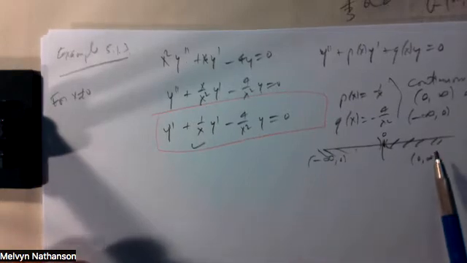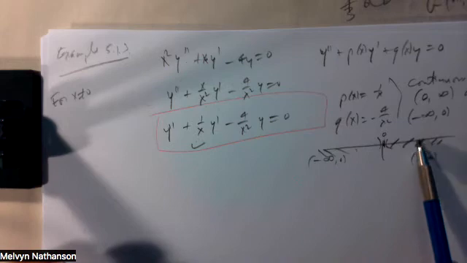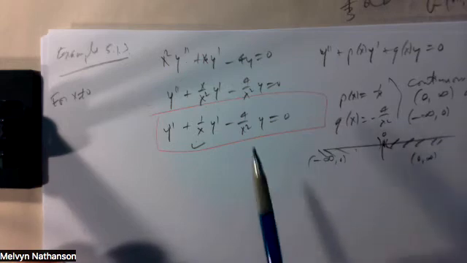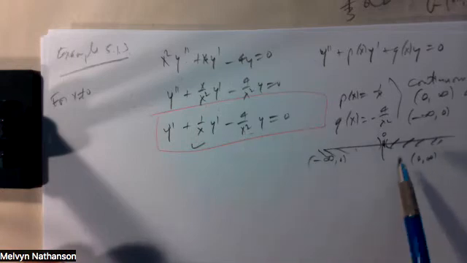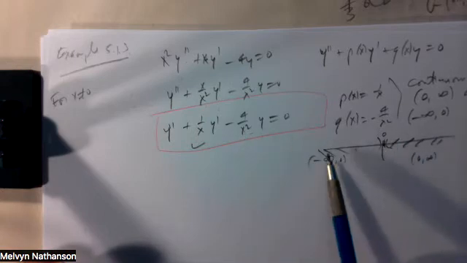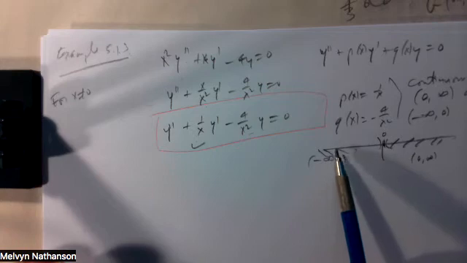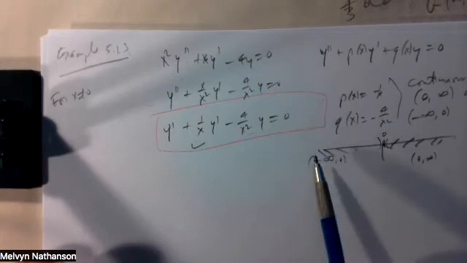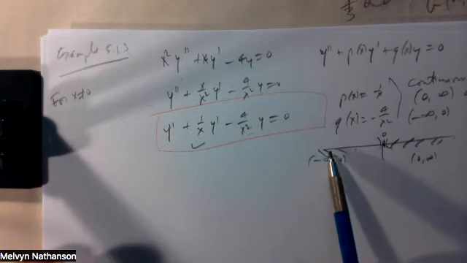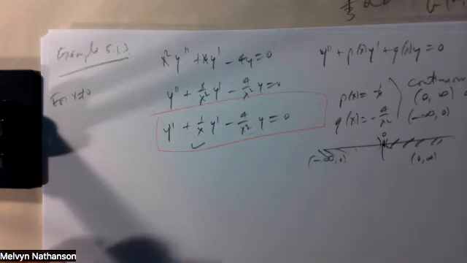So if we take any positive value for x naught and look at an initial value problem, this equation will have a unique solution from 0 to infinity. And if we take a number x naught that's negative, the initial value problem will have a unique solution from minus infinity to 0.